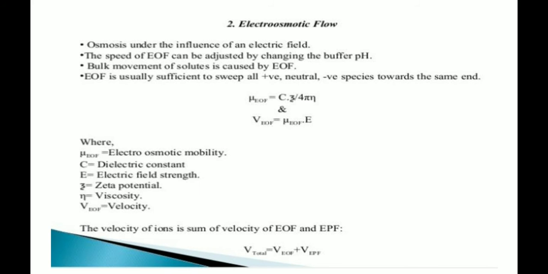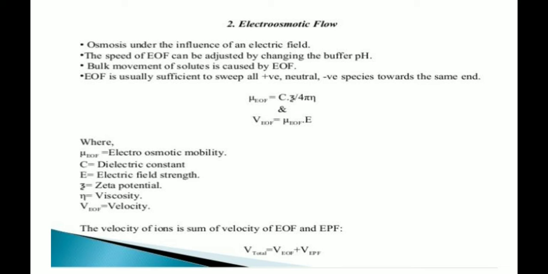Okay, then the second term, that is electroosmotic flow. Okay, so osmosis means transfer, you can say, under the influence of an electric field. The speed of this electroosmotic flow can be adjusted by changing the buffer pH. Okay, and the bulk movement of solutes is caused by electroosmotic flow. So it is usually sufficient to sweep all positive, neutral and negative species towards the same end.